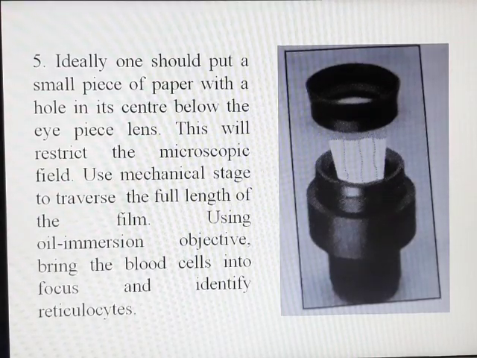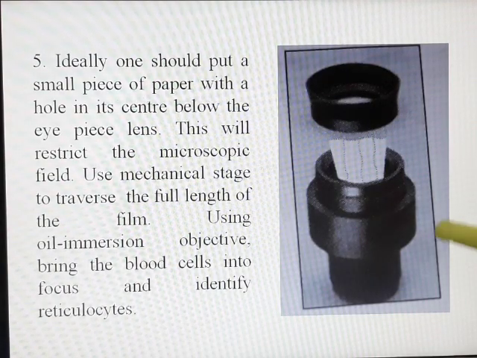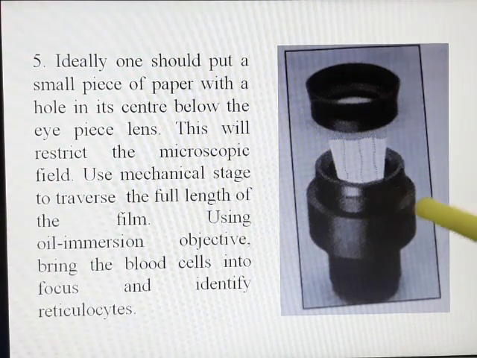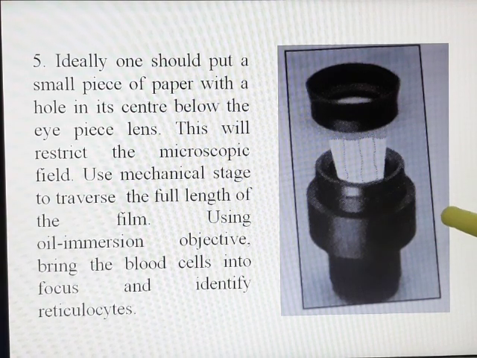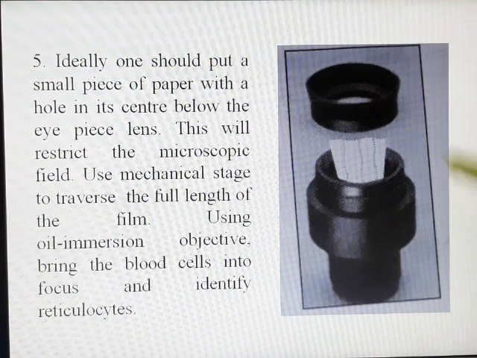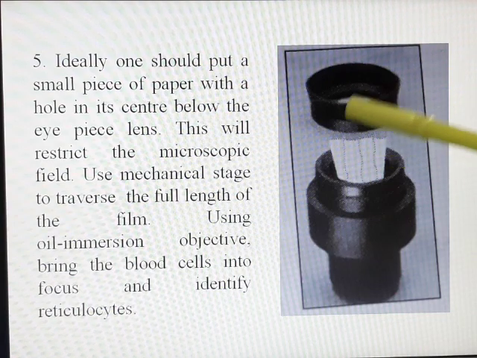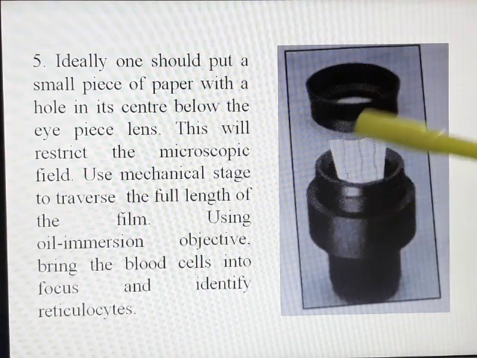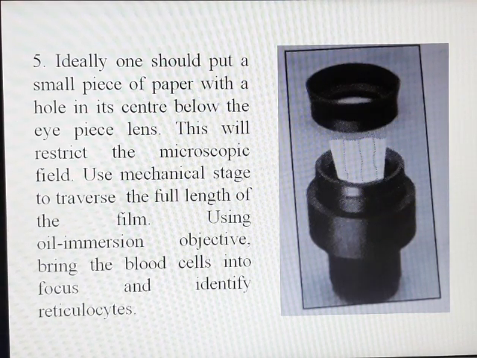One more thing, as you can see, this picture is taken from the practical book, the Manual of Practical Physiology by Dr. A.K. Jain sir. In this picture, we can clearly see that a piece of paper has been inserted in the eyepiece. Ideally one can put a small piece of paper with a hole in its center below the eyepiece lens. This will restrict the microscopic field. It is not a mandatory thing, but you can do it. I found it in a book, so I mentioned it.